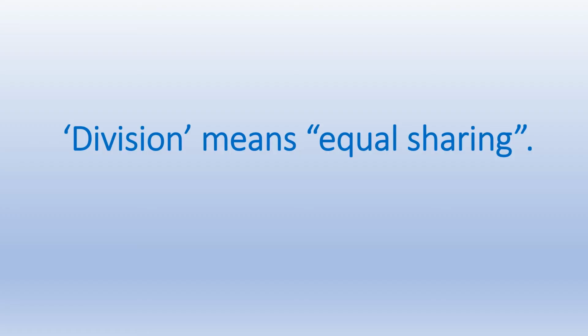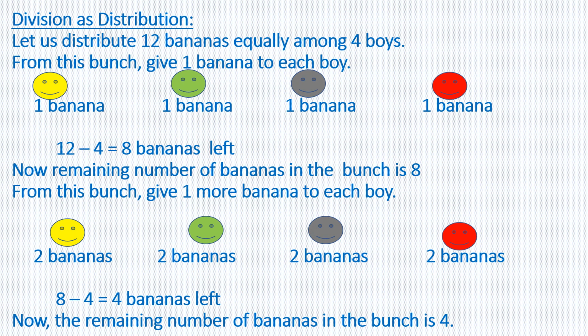Let's start. Division means equal sharing. Means whenever we distribute anything equally among children or among ourselves, we use division, and you know the sign of division. So I will make it clear with an example. Let us distribute 12 bananas equally among 4 boys. Now here you may see I have made 4 smileys. Okay, and each smiley represents the first boy, second boy, third boy and the fourth boy.